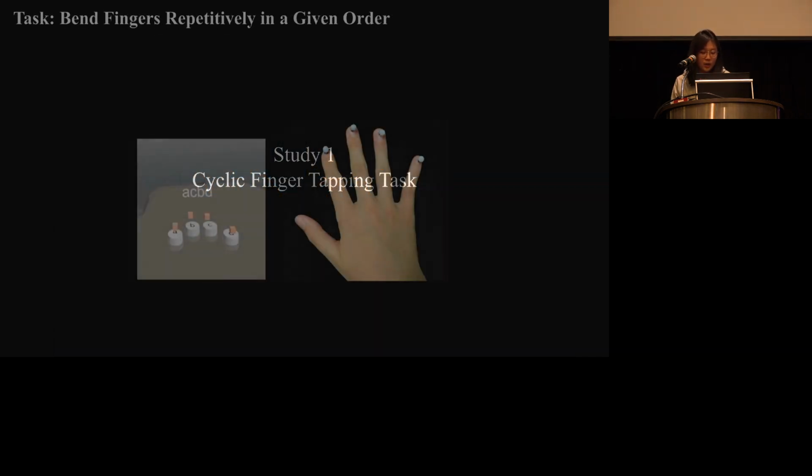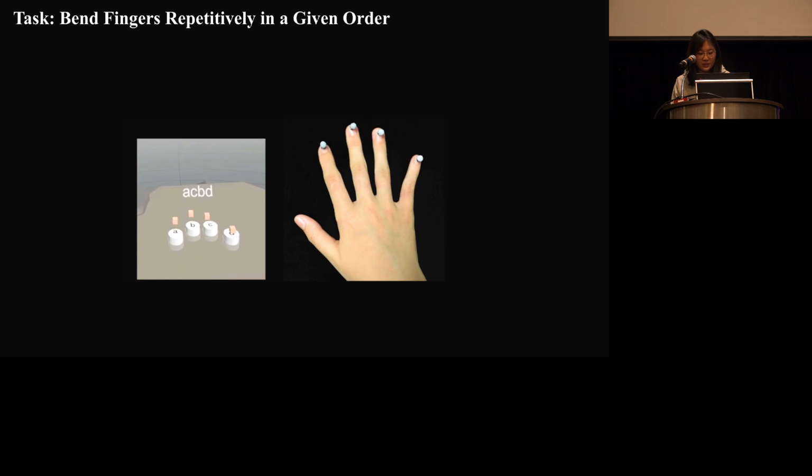Study 1 is a finger tapping task. 16 participants were recruited in this study. They were required to bend their fingers repetitively in a given order. All fingers are alphabetized. A represents the index finger and D represents the little finger, and so on. Each two neighboring fingers form a pair and were used to quantify the input accuracy.